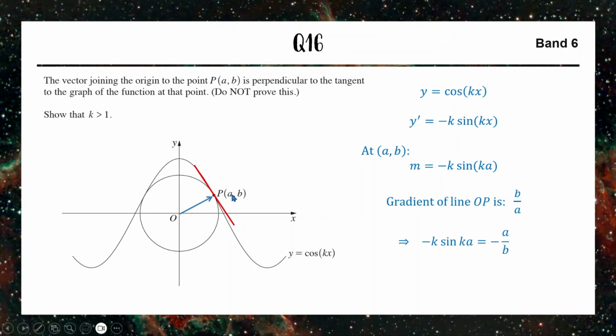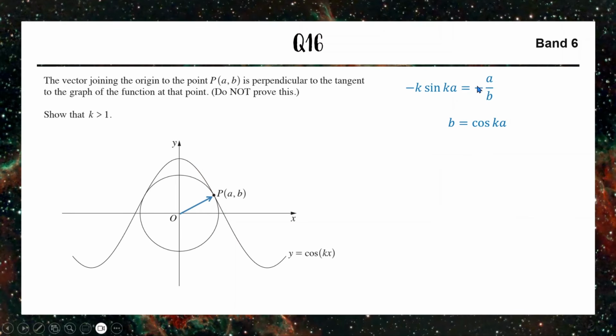That tells me that when x is equal to a in this equation, the value of y is equal to b. So we have b equal to cos ka. That's really cool because I can sub that into my equation here, making a bit of room. And where I have this fraction here, I can chuck in cos ka for b. So there we go. Now we're trying to figure out some information about k.